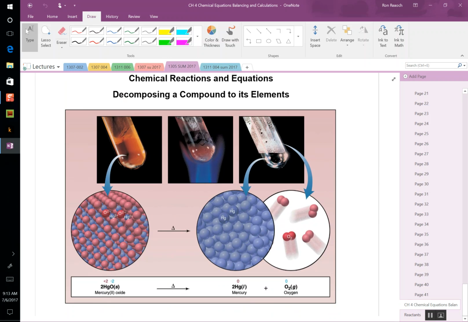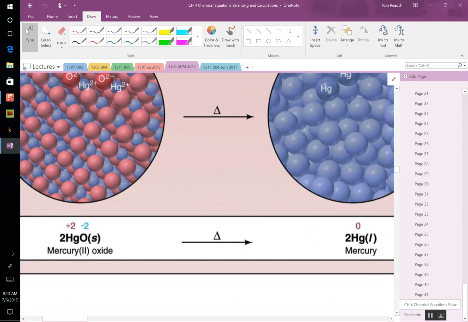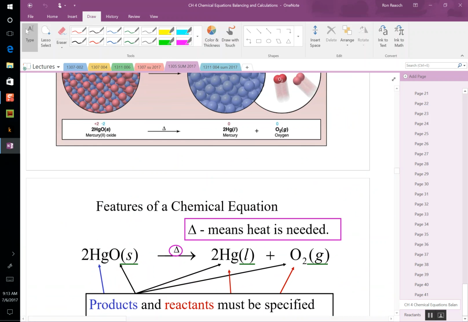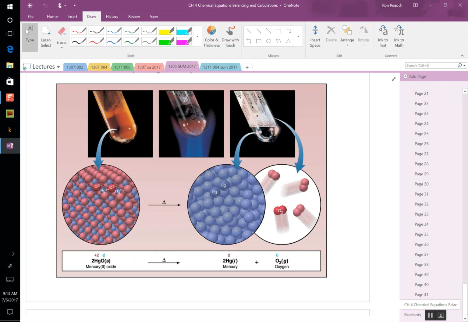Okay, here is a decomposition reaction. I'm sorry this is so tiny. You can kind of blow that up a little bit. How do you notice a decomposition reaction? Well, there's only one reactant. There's only one thing on the left side of this equation, mercury 2 oxide. Mercury 2 oxide, with plenty of heat, is going to produce elemental mercury and elemental oxygen. It's decomposing into its original elements.